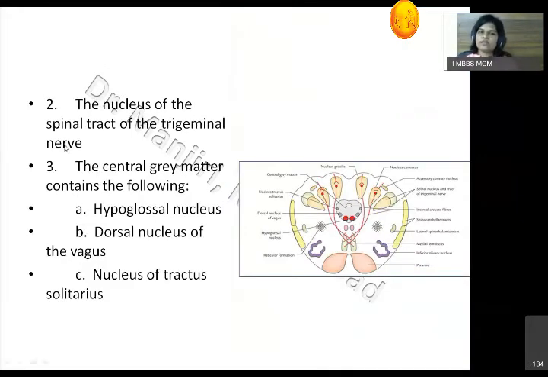Next, we can see the nucleus of the spinal tract of the trigeminal nerve and the spinal tract also. Also, we can see the central gray matter here, in which we are able to see three nuclei. One is the hypoglossal nucleus, which is most medial and ventral. Posterolateral to that, we see the dorsal nucleus of the vagus. Again, posterolateral to that, we see the nucleus tractus solitarius. So there are three nuclei: hypoglossal, vagal, and tractus solitarius.